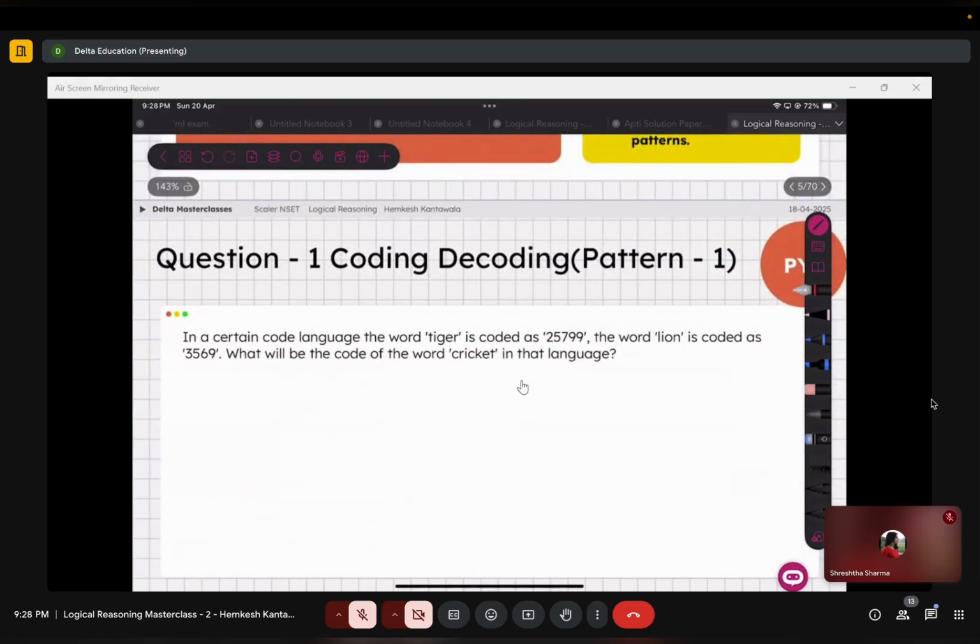So yeah, if we go to the first question itself, I think you would have solved this because most of you have solved the PYQs. So if we look at this question, there is tiger which is coded as this, lion is coded as this, then how would the word cricket be coded? Yeah, so take 1 to 2 minutes, tell me what is the pattern in this.